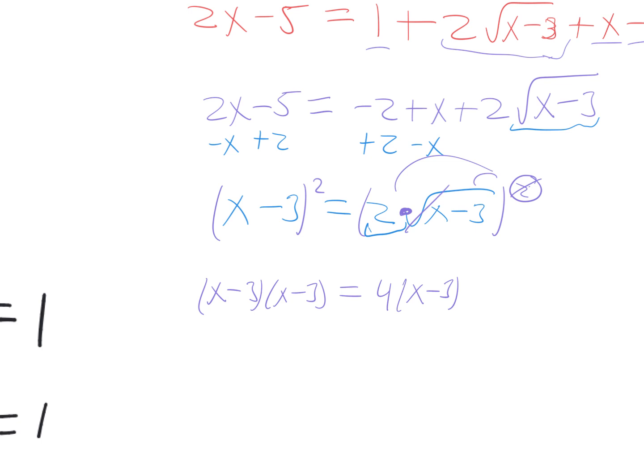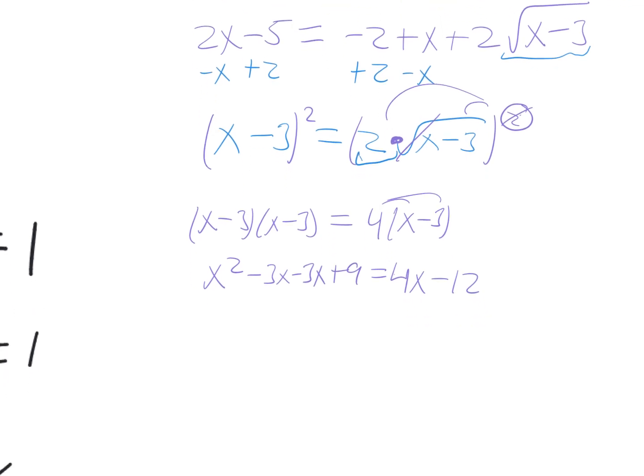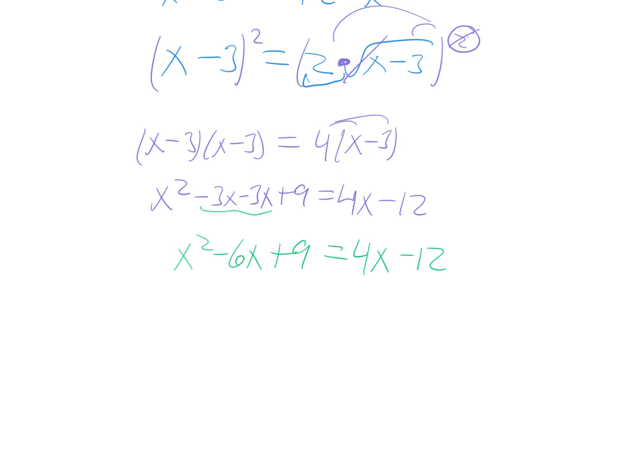All right, and now let's FOIL one side of it. We get x squared minus 3x minus 3x plus 9. Distribute the 4, we get 4x minus 12. All right, combining like terms, we should get x squared minus 6x plus 9 equals 4x minus 12. And now let's set the entire equation equal to 0 and solve. Subtract 4x, add 12. All right, so we should get x squared minus 10x plus 21 equals 0.